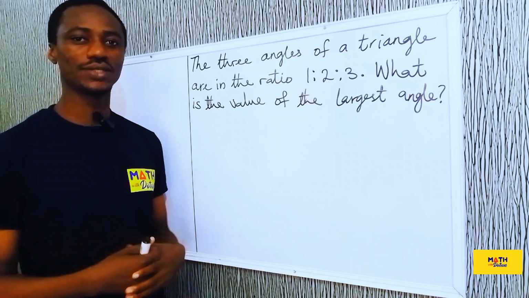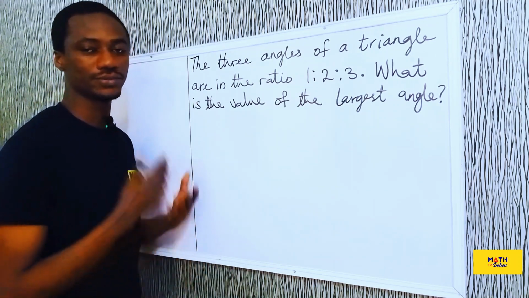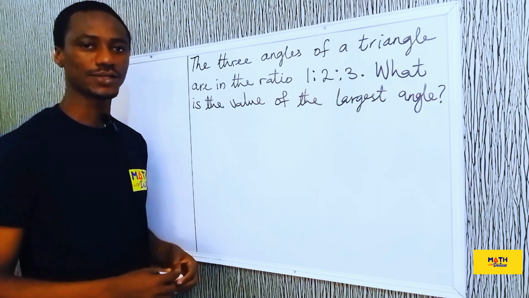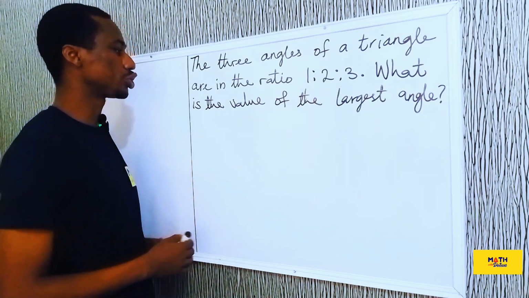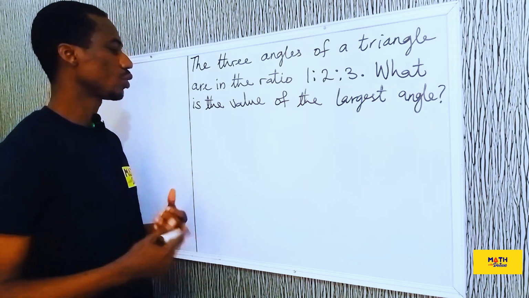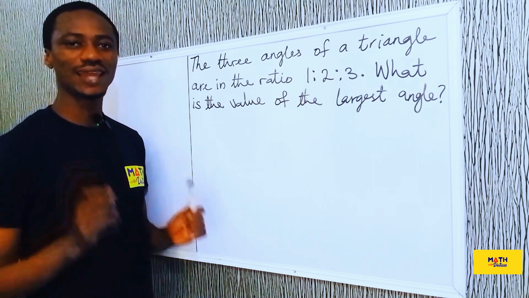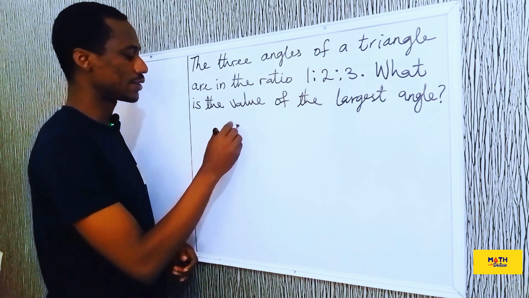All right, we're still on ratio. This is another question from the National Common Entrance past questions. The three angles of a triangle are in the ratio 1 to 2 to 3. What is the value of the largest angle? So we are looking for the value of the largest angle.